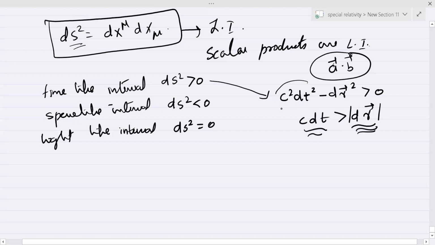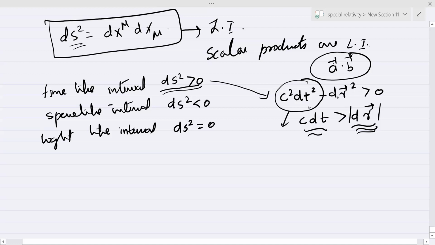Because this term dominates, it's a minus and you get a positive thing. So that means the time separation part dominates. Am I right? Are you following? Yeah. So that's why we say that this is a time-like interval.